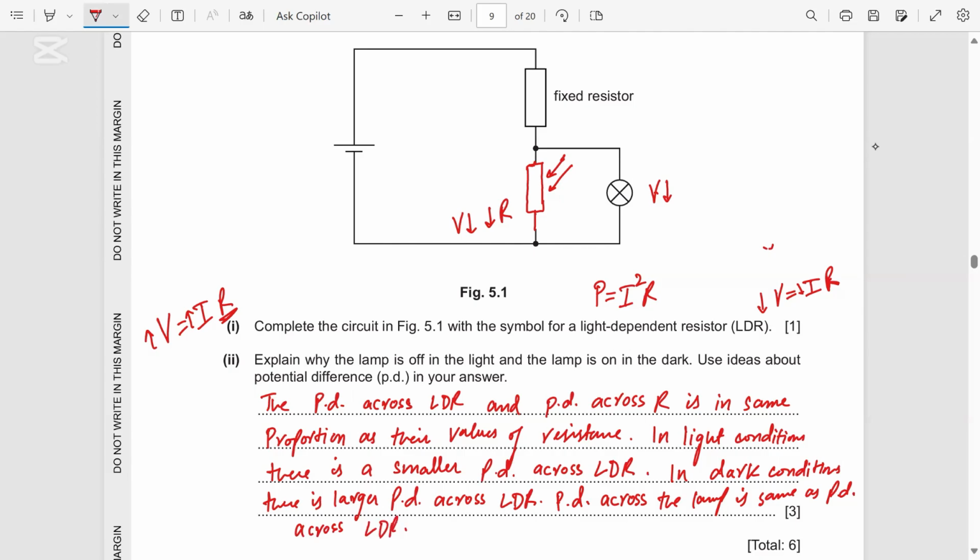So we have used the concept of potential difference here. When there is more light, there is less resistance, and there is less potential difference across the LDR. When there is less potential difference across the LDR, there is less potential difference across the lamp. Since the resistance of the lamp is constant, there is less current, and the lamp is off because there's way less current. In dark conditions, the resistance of the LDR is more. When the resistance is more, there is more potential difference, and there is more potential difference across the lamp. And when there is more potential difference across the lamp, there is more current, and hence it is on.